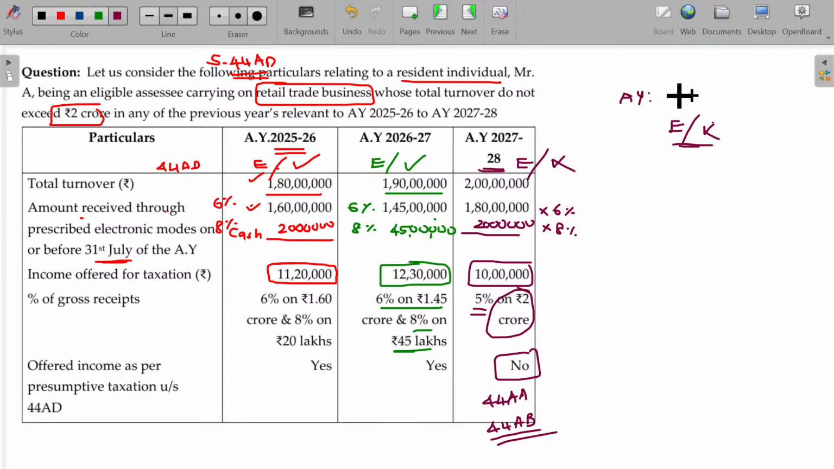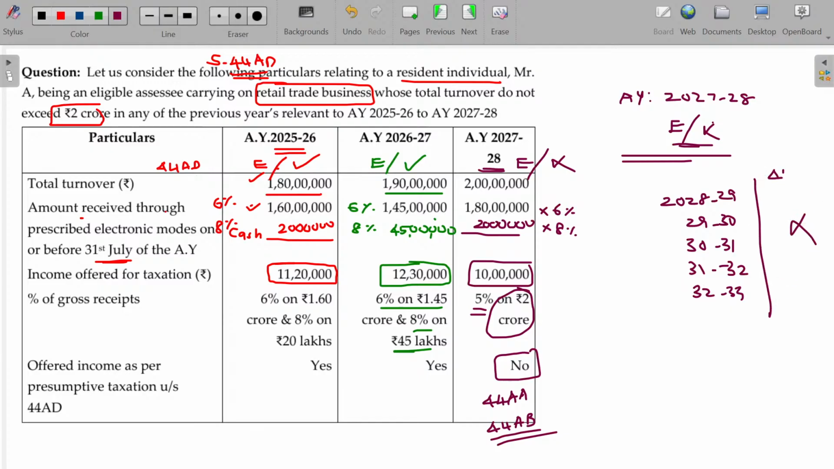Assessment year 27-28. In this case, thereafter 28-29, 29-30, 30-31, 31-32, 32-33. In these 5 years, he is not eligible for taking 44AD. He does not have the choice to take 44AD. Though he has eligibility, if he gets his books of accounts audited and pays tax lesser than the presumptive basis taxation, hereafter he is not eligible for 44AD.